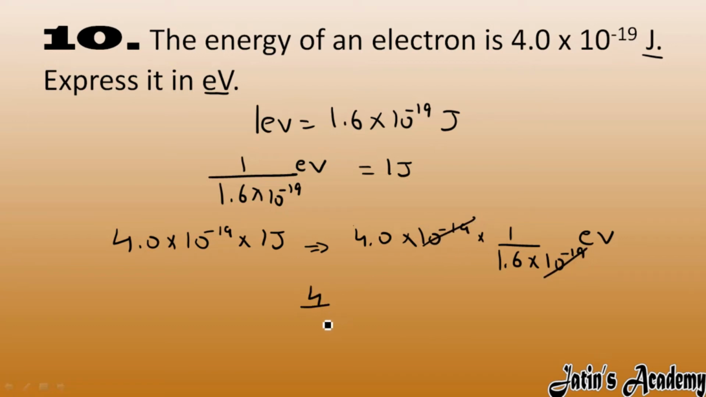4 over 1.6, which is 4 over 16, and this 10 comes here. So here we got it as 40 by 16, which means 2.5. So at the last we got it as 2.5 electron volt. It means 4 into 10 raised to the power minus 19 joule is basically 2.5 electron volt. So in this way you can do these numericals. Clear?